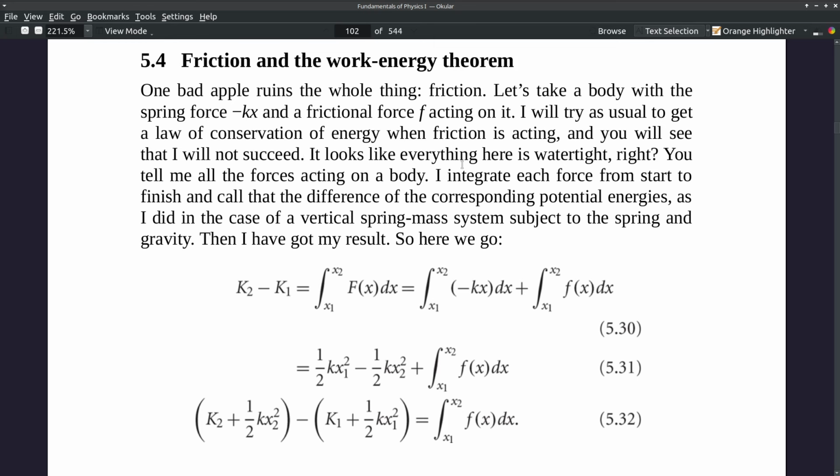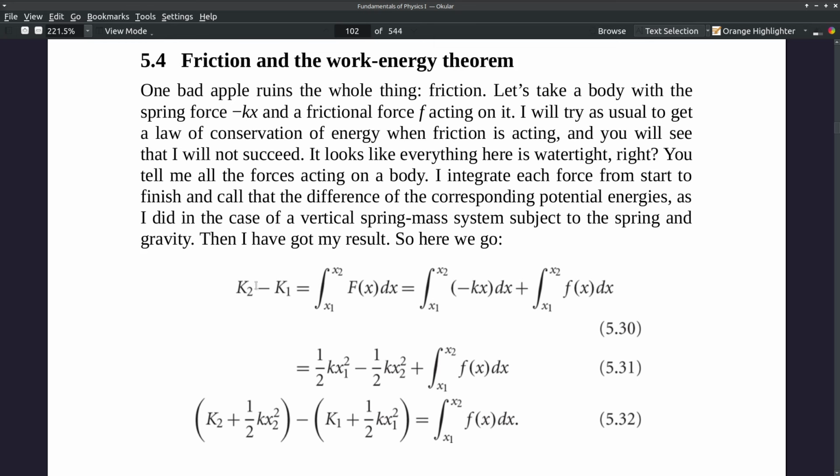It looks like everything here is watertight, right? You tell me all the forces acting on a body. I integrate each force from start to finish, and call that the difference of the corresponding potential energies, as I did in the case of a vertical spring mass system, which was subject to the spring and to gravity. So then I got my result, right?